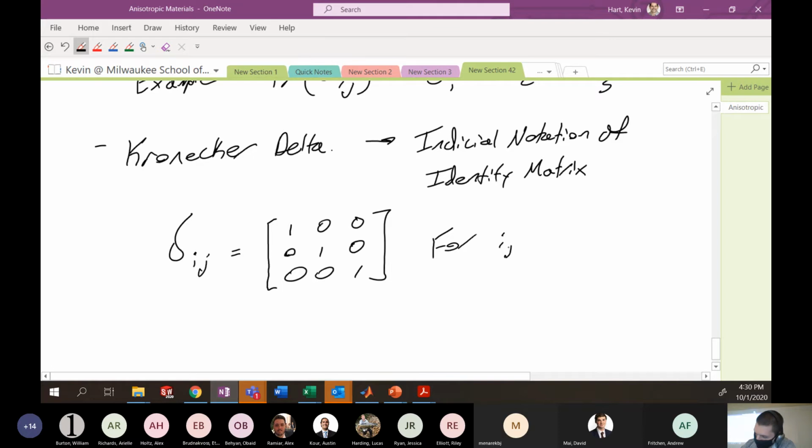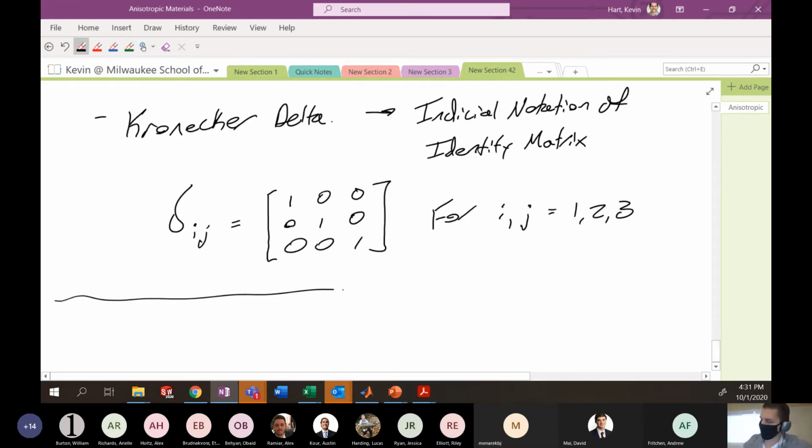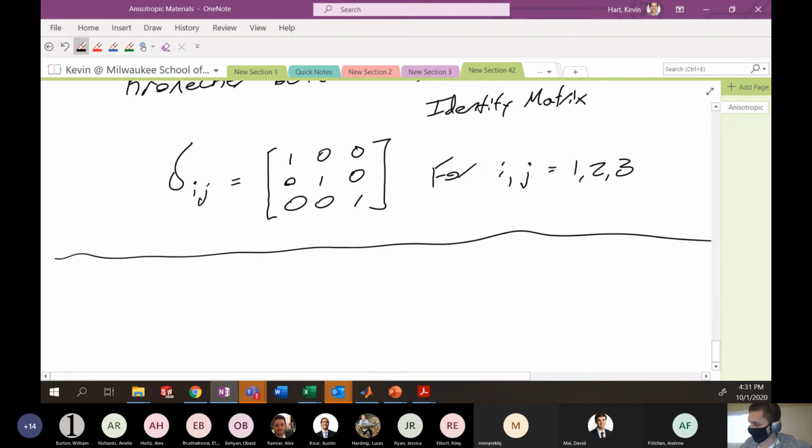What is the point? Who gives a rip? Why do we care? Well, we care because, like I said, we can represent some of our well-known equations relatively quickly using indicial notation. Let me show you what I mean. Here is the full 3-dimensional Hooke's law using indicial notation.